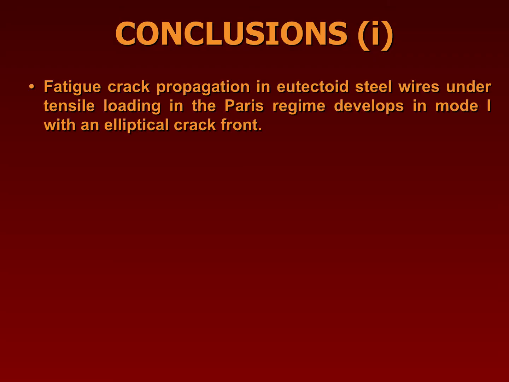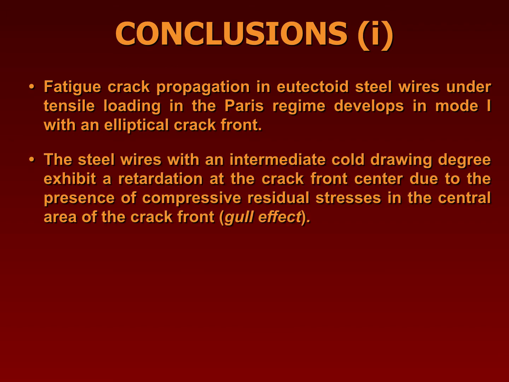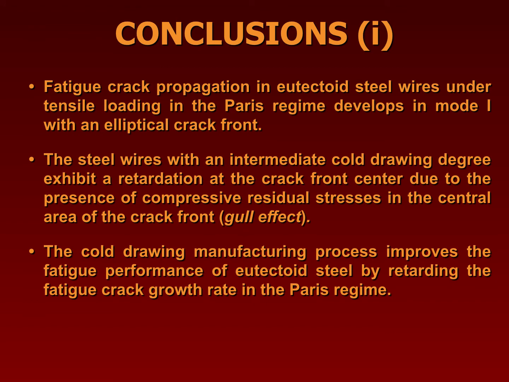And let's go to the conclusions. 1. Fatigue crack propagation in eutectoid steel wires under tensile loading in the Paris regime develops in mode 1 with an elliptical crack front. The steel wires with an intermediate cold drawing degree exhibit a retardation at the crack front center due to the presence of compressive residual stresses in the central area of the crack front, the Gould effect. The cold drawing manufacturing process improves the fatigue performance of eutectoid steel by retarding the fatigue crack growth rate in the Paris regime.